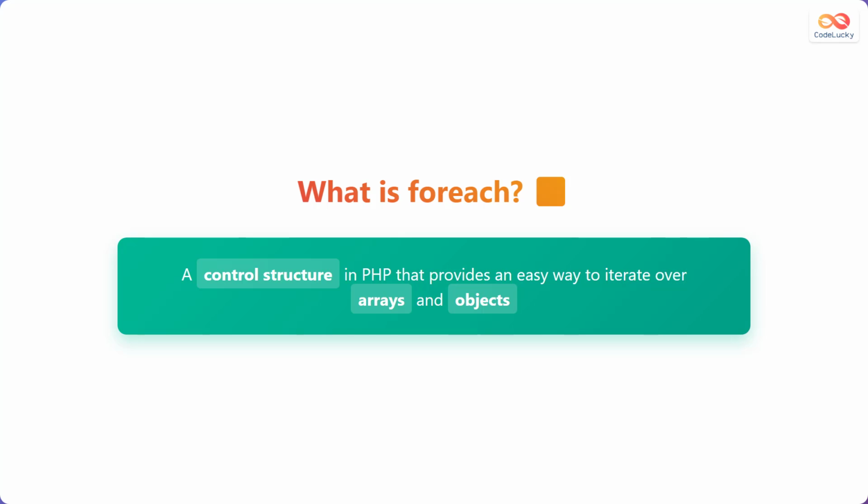The foreach loop in PHP is a control structure that provides an easy way to iterate over arrays and objects. It simplifies the process of accessing each element in a collection, making your code cleaner and more readable.